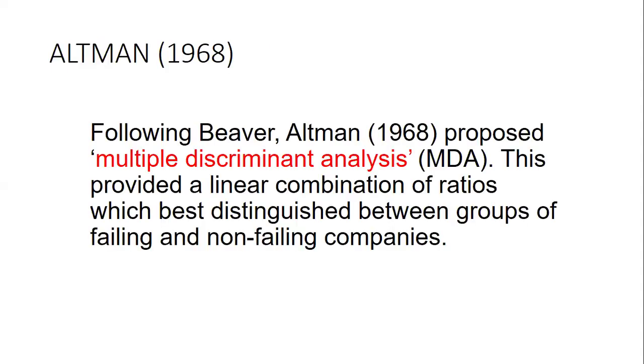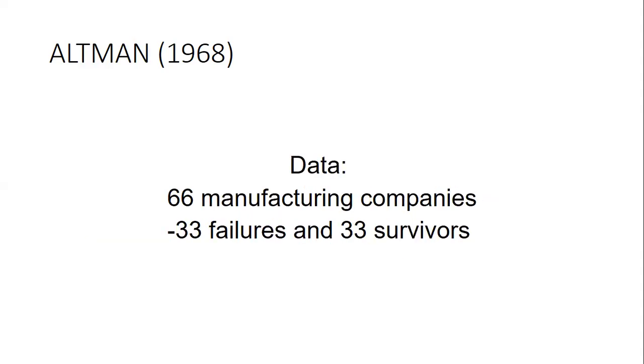So Altman decided that Beaver's research was not sufficient because of the concern I raised, that you may classify a firm inconsistently over time in different ratios. So he said the best solution would be to combine a number of ratios. So they picked 66 manufacturing companies, 33 that had failed, and then 33 that had not failed.